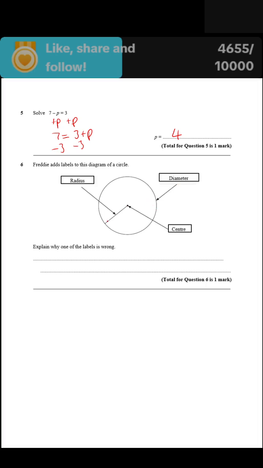However, the diameter is double the radius. So if we were to go from one point of the circumference through the centre to the other part of the circumference, that would be the diameter, but it's pointed to a different line. What we need to do is state what line this should be. So the diameter is wrong, as it should be the circumference. There we go.